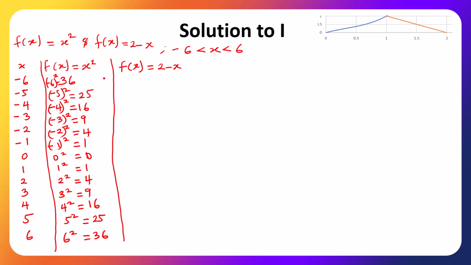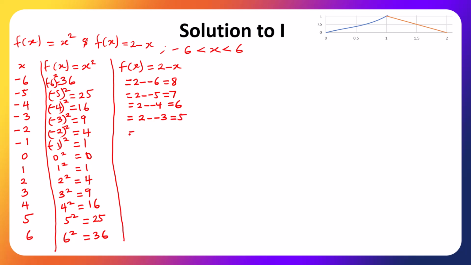Then we do the same thing for f of x equals 2 minus x. So for -6, we have 2 minus -6, which is 8. For -5, we have 2 minus -5, which is 7. For the next one, we have 2 minus -4, which gives us 6. For -3, we have 2 minus -3, which is 5.